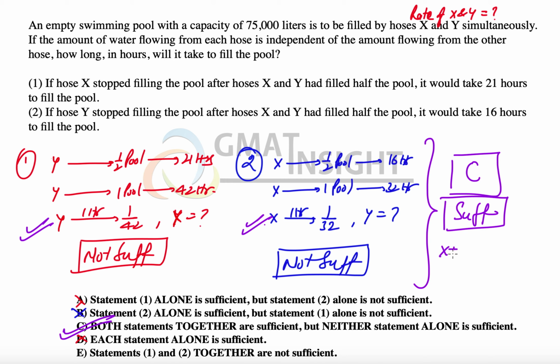you can understand that the combined rate of X and Y will be 1 over 32 plus 1 over 42, which we can find out if we have some time. But in data efficiency, we should never do such calculations in the actual exam time.